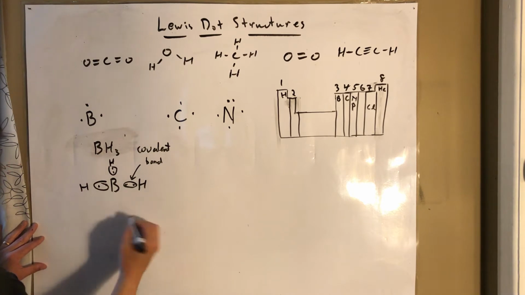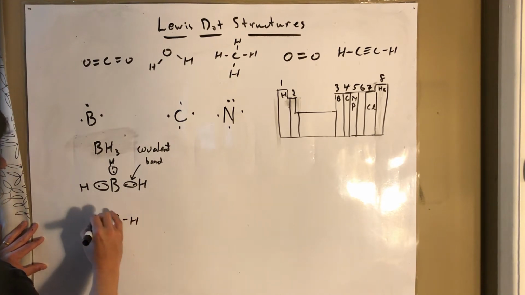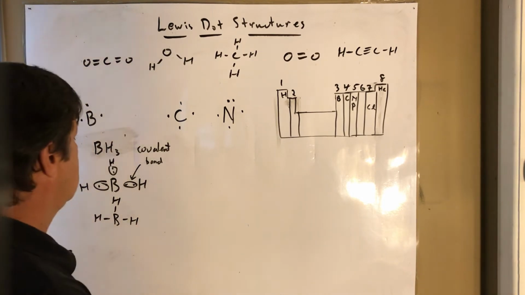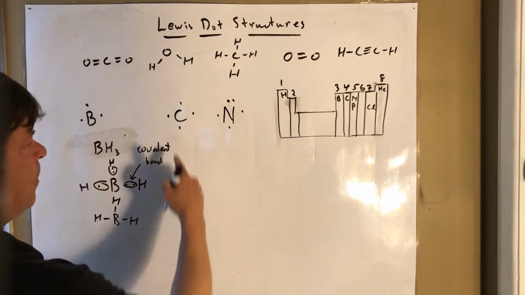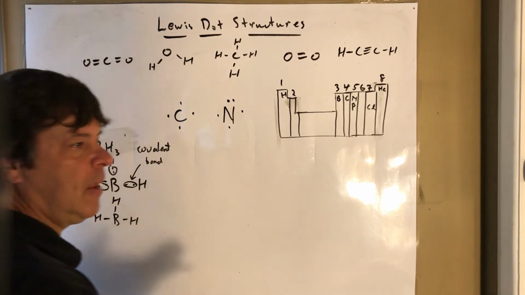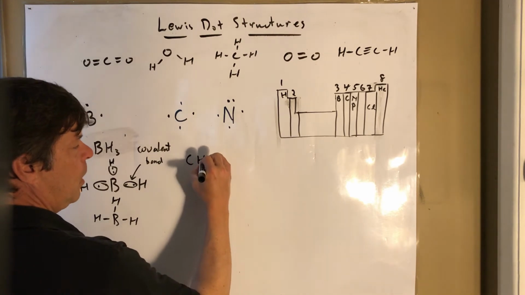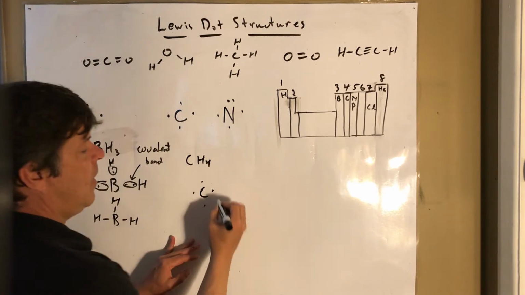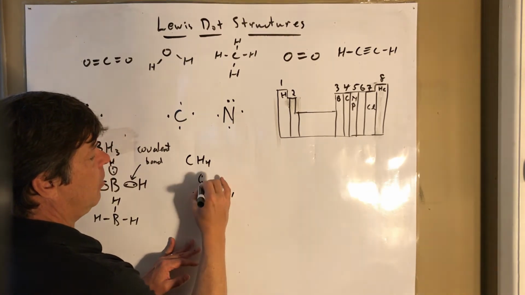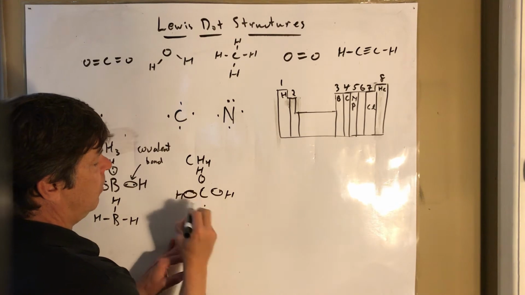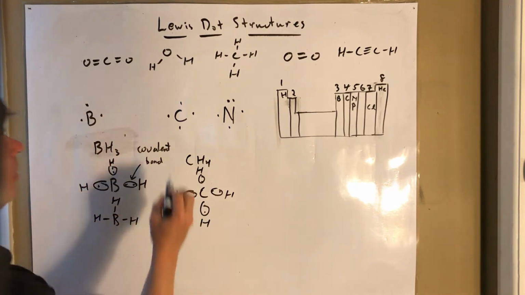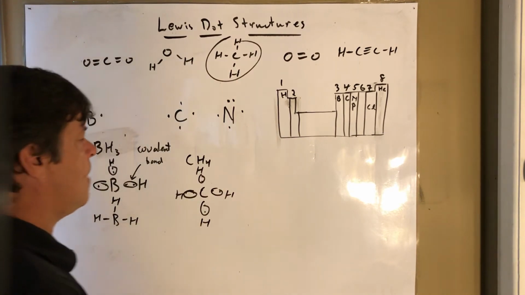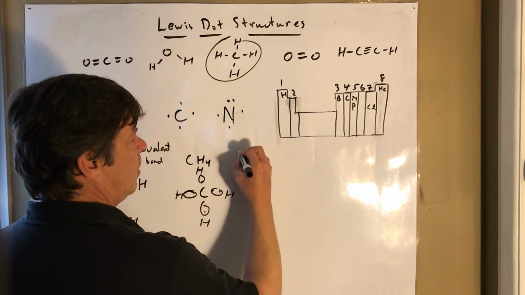If we draw this a different way, we can just simply draw dashes. A dash is 2 electrons, okay? So that's boron trihydride. How about let's look at a compound that contains carbon. Methane would be a good one. Carbon has 4 valence electrons, 1, 2, 3, 4. And then so we attach a hydrogen here, attach a hydrogen here, attach a hydrogen here, attach a hydrogen here. And doesn't that look just like that? So methane.